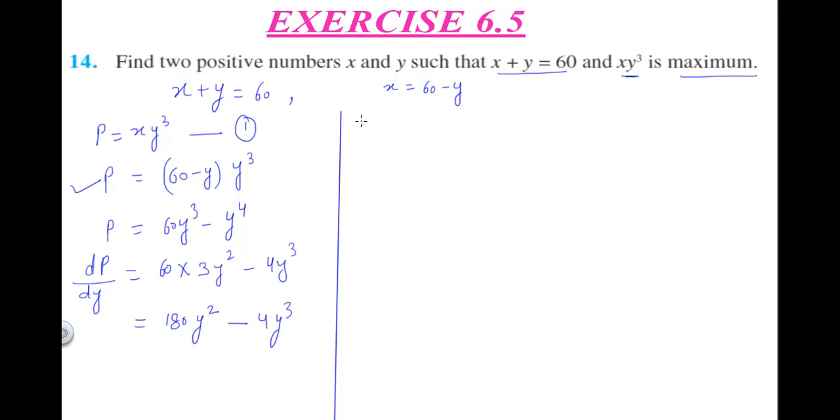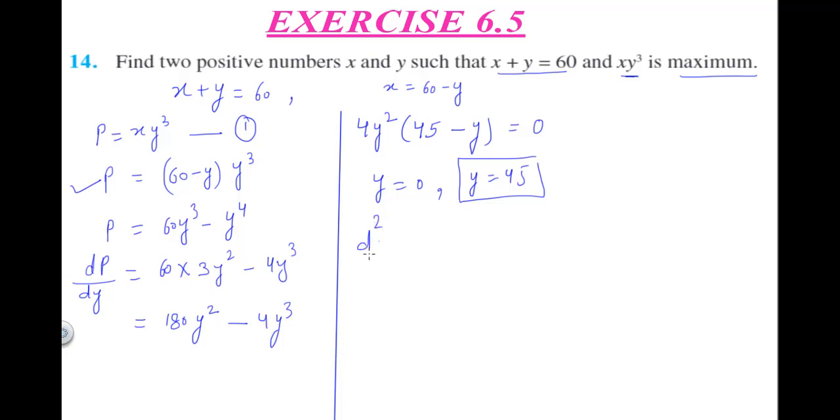Let us now take 180y square minus 4y cube equal to 0. What we can take common is 4y square. When we divide 180 by 4, we get 45, so 4y square into (45 minus y) equals 0. Now solving it, we have y equals 0 and y equals 45. Clear?